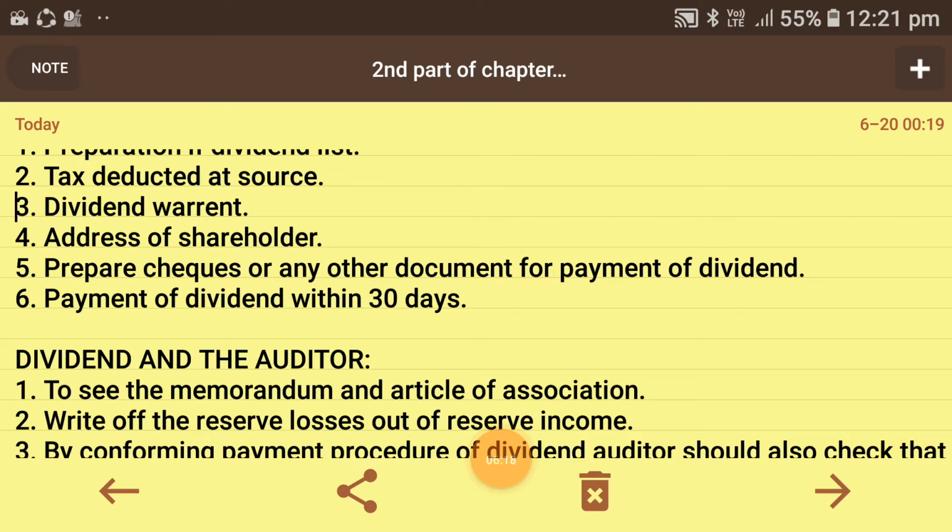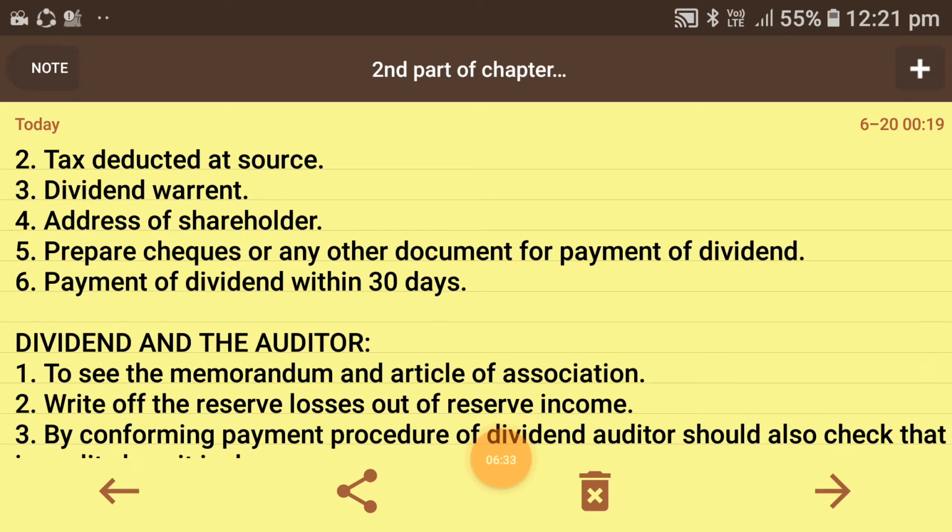So in this, only the address is written. Next is preparation: prepare cheques or any other document for payment of dividend. For payment of dividend, only a cheque or demand draft will work. No cash payment is allowed. Next is payment of dividend within 30 days. After the declaration of dividend, it should be paid to the shareholder within 30 days.